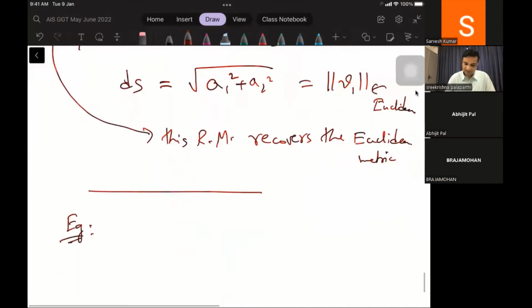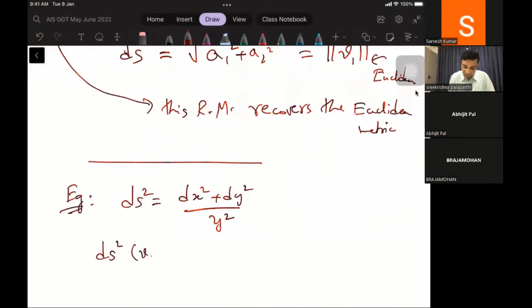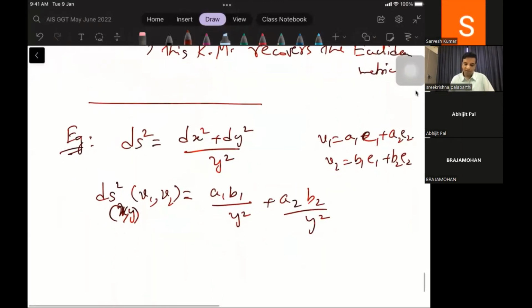Another example is the current focus. The current example is where ds squared is given by dx squared plus dy squared by y squared. So here ds squared acting on v1, v2 at a point q, where v1 is a1 e1 plus a2 e2, and v2 is b1 e1 plus b2 e2, will give you, writing q as x comma y, a1 b1 by y squared plus a2 b2 by y squared. So at a point x comma y, this is what it is.